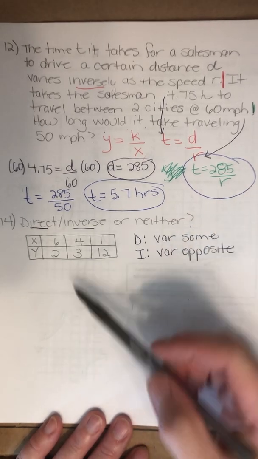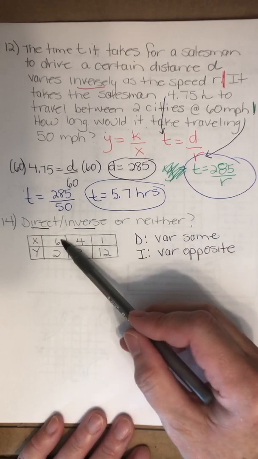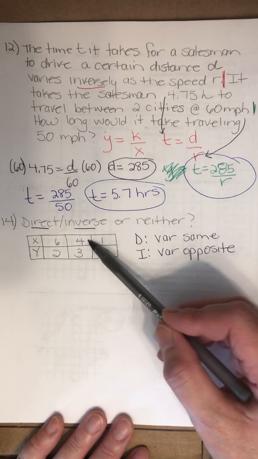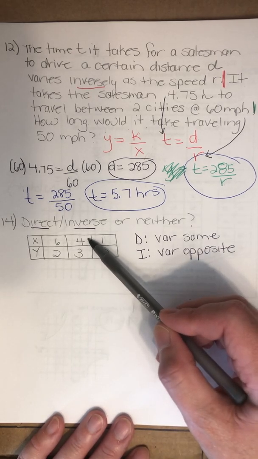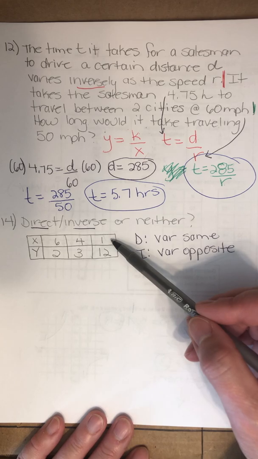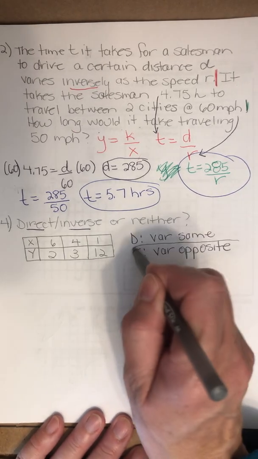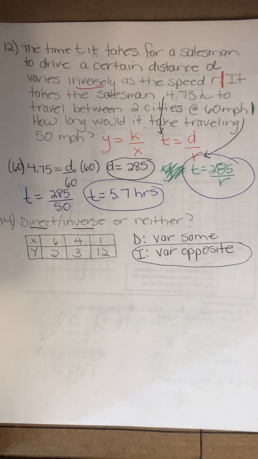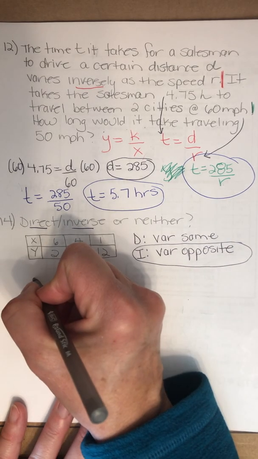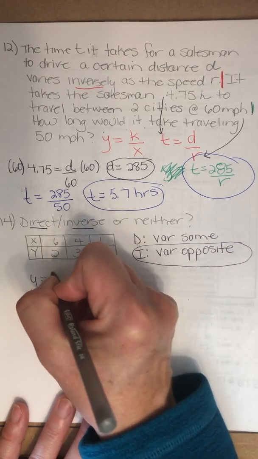Let's take a look. Our x is 6, our y is 2. Notice that our x went down and our y went up. So if this is going to be any kind of relationship, it will be inverse. But we have to check and make sure that's true. Okay, how do we do that? Here's how we check. Okay, we believe it might be inversely related.